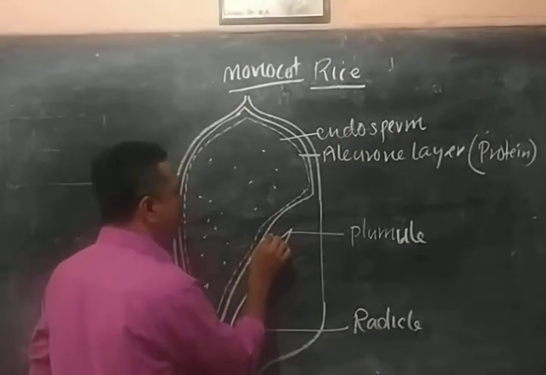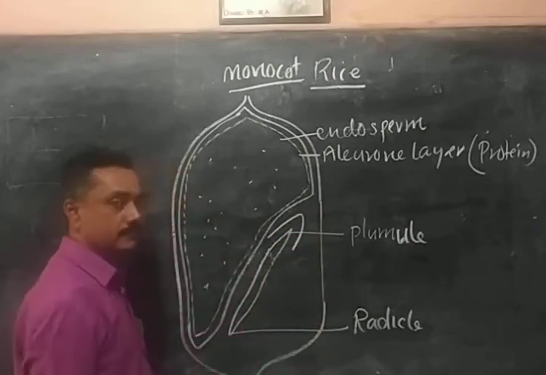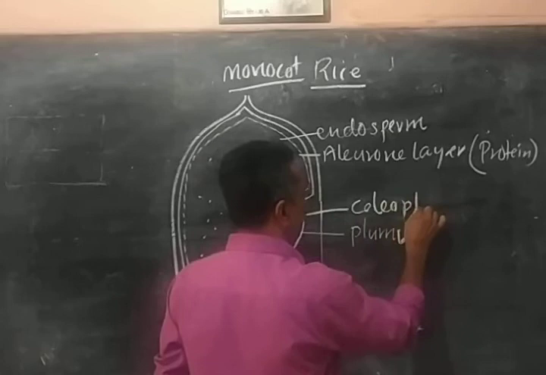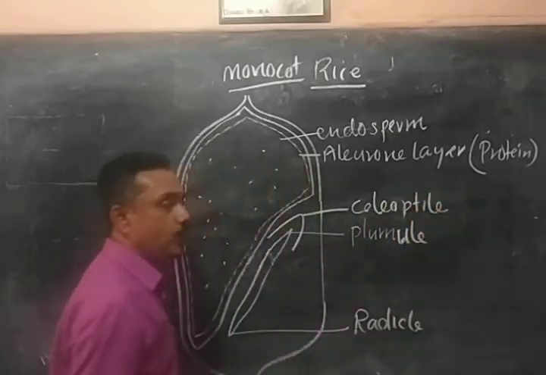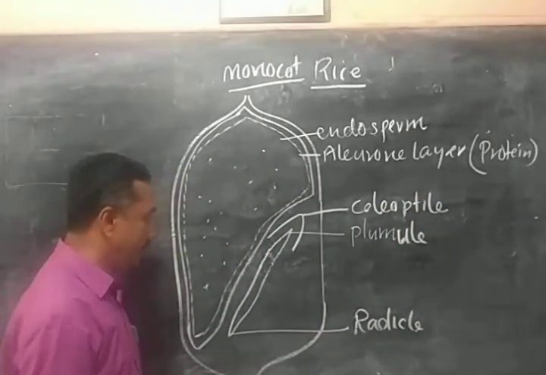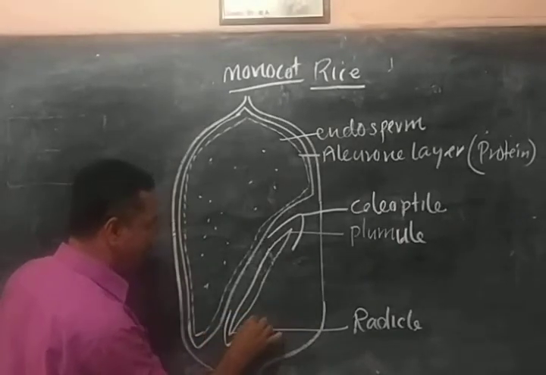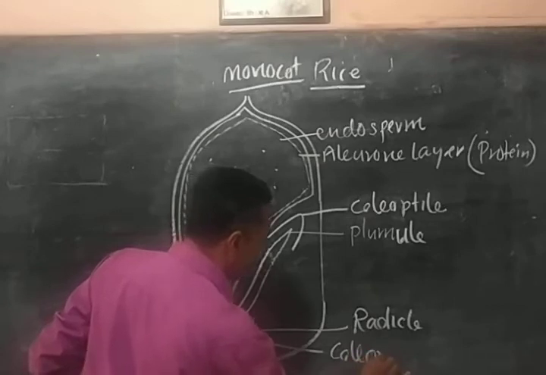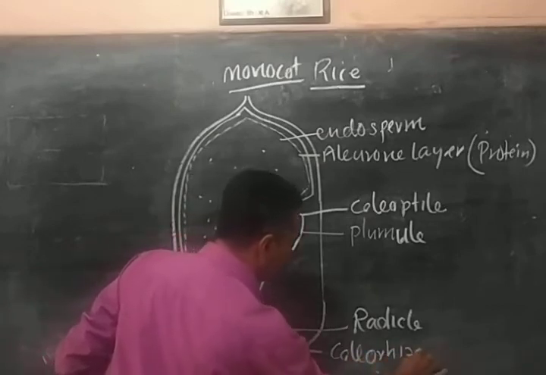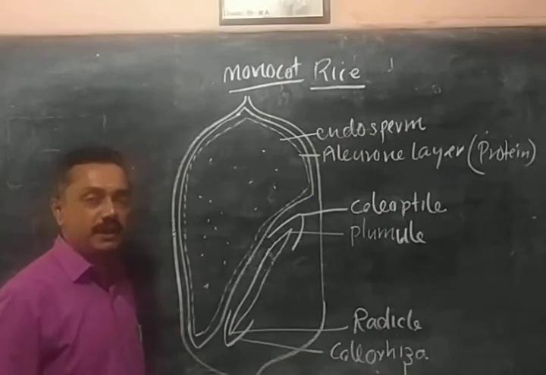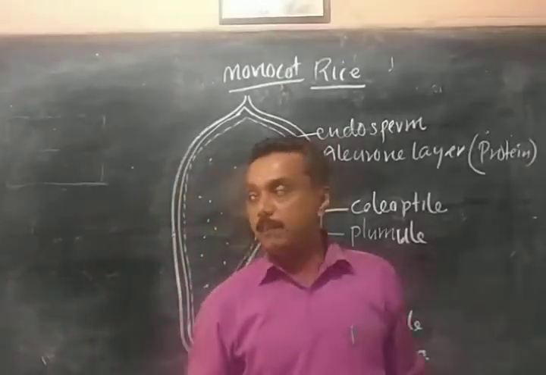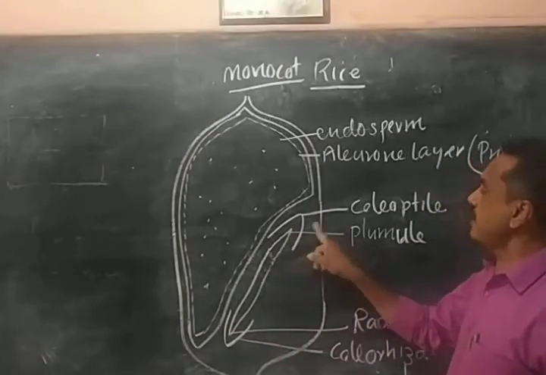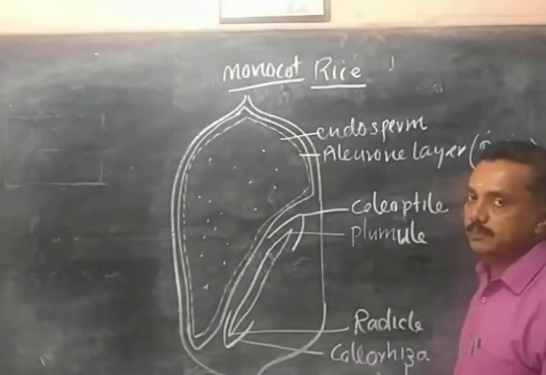And the plumule is covered by a protective covering called the coleoptile. And the radicle is covered by another protective covering called the coleorhiza, which is not present in the dicot seed. So the radicle is covered by the coleorhiza, and the plumule is covered by the coleoptile.